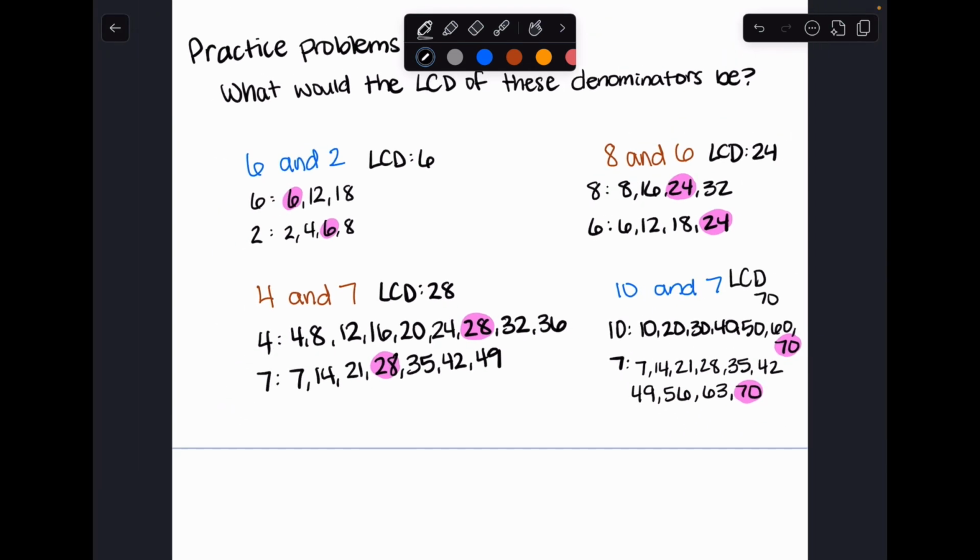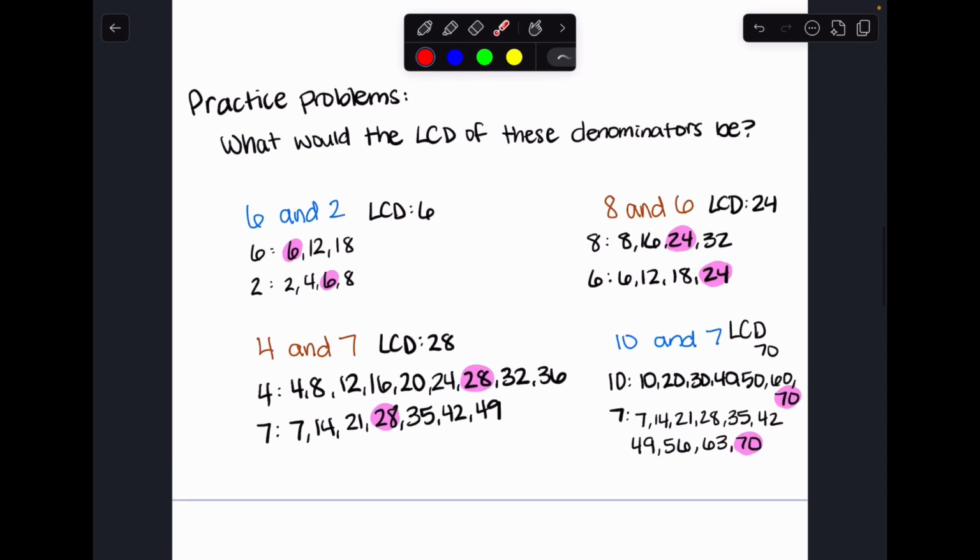If you would like to learn a faster way to do this so that you're not skip counting out all of these numbers all of the time, I do have an advanced LCD video that will teach you how to look at the numbers and figure out what the LCD is going to be for a set of numbers. I hope that this little introduction is very helpful and you are able to do this on your own.